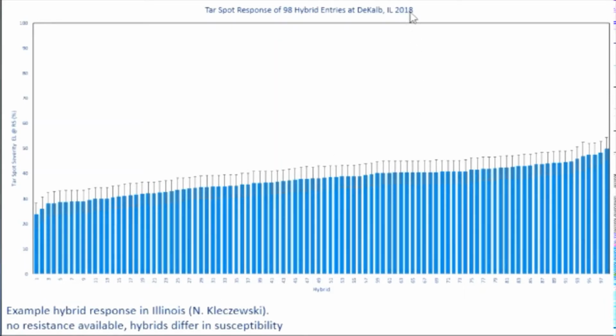So these data are from 2018. That was the year that we had tar spot at an epidemic proportion.